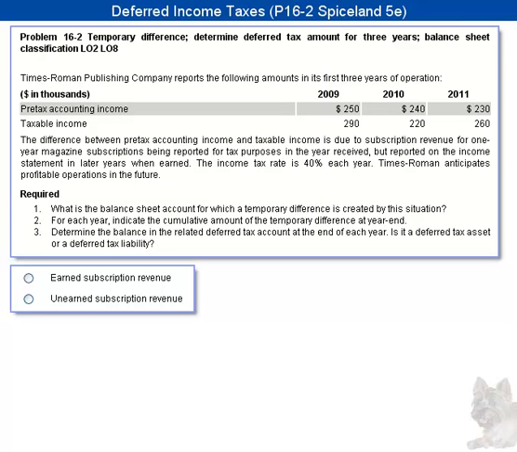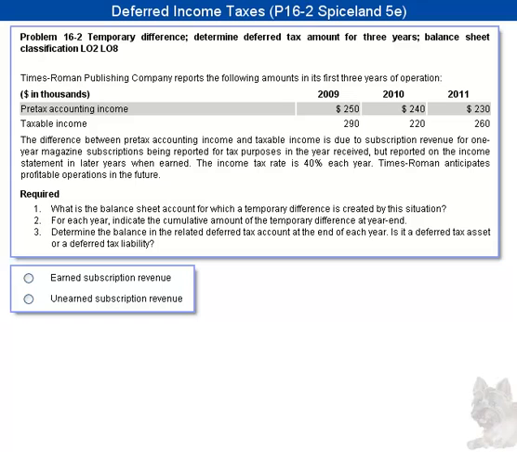Times Roman Publishing Company reports the following amounts in its first years of operation. If you follow along with my mouse, the pre-tax accounting income was 250, then 240, and 230, and we'll assume these dollars are in millions. Taxable income was 290 million, then 220 million, and 260 million. Okay, now continuing with the text.